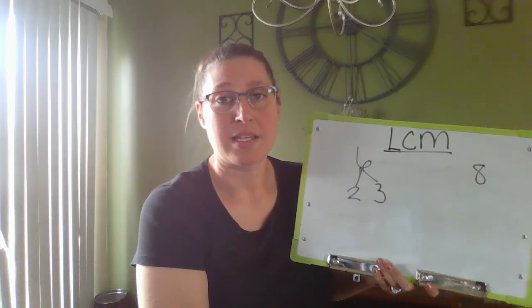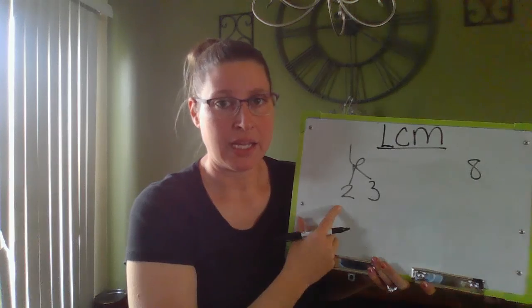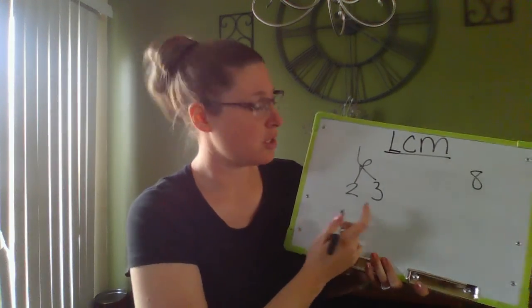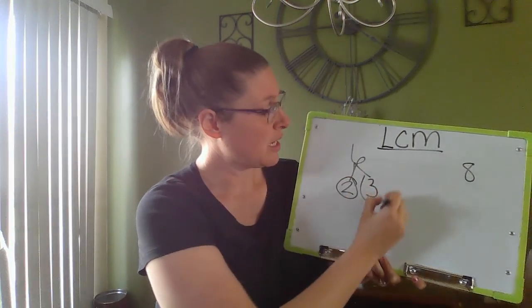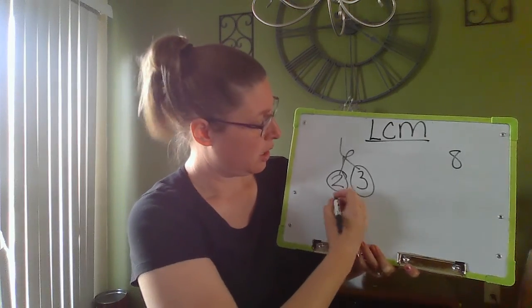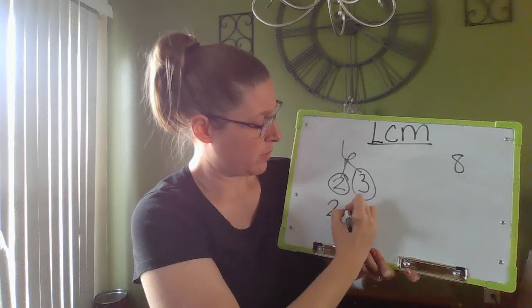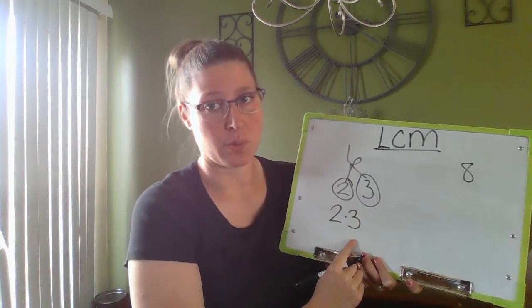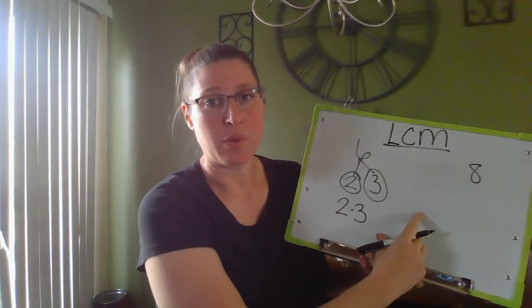Then I need to ask myself, are either of these prime? In this case, they're both prime, so I'm going to circle both. And because both of my lines end in circles, I know I'm done. So I'm going to rewrite this as a multiplication problem. 2 times 3. I'm now going to do the same thing with the 8.